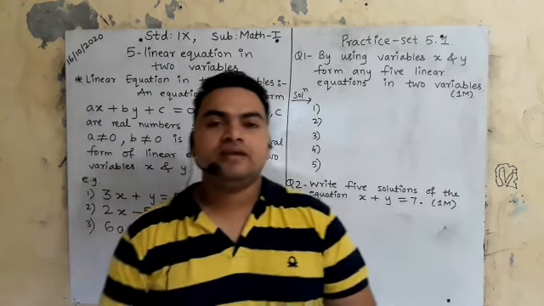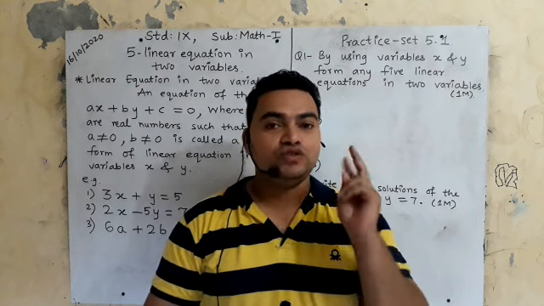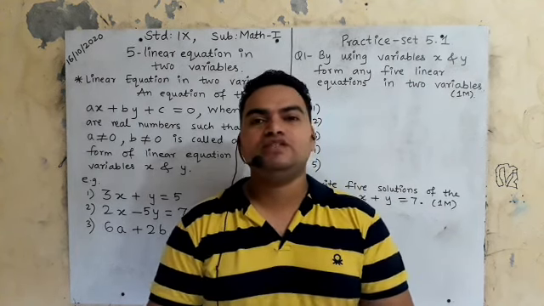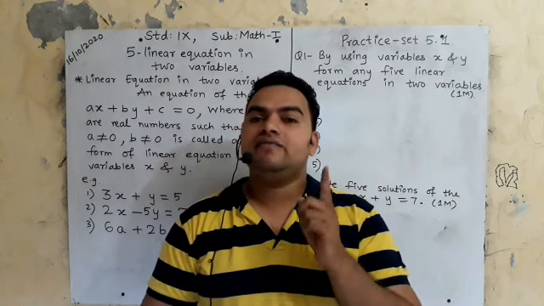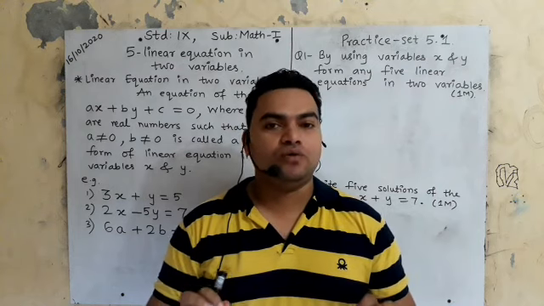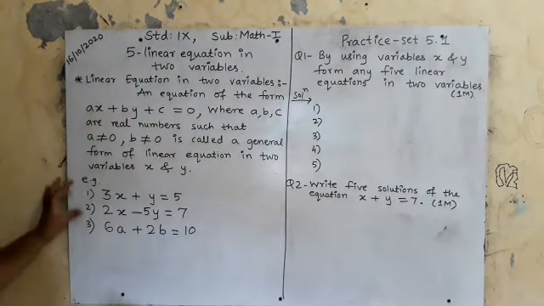In short, how will you make linear equations in two variables? You can use two alphabets with real numbers. Any numbers you can utilize, but the value of a and the value of b should not be 0. Is it clear? Now I hope you understood the examples of linear equations in two variables.